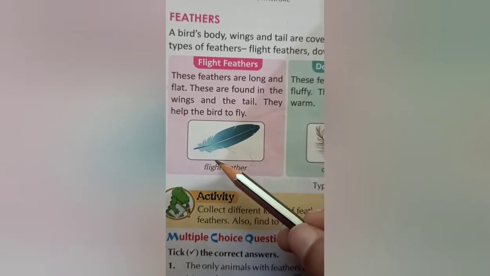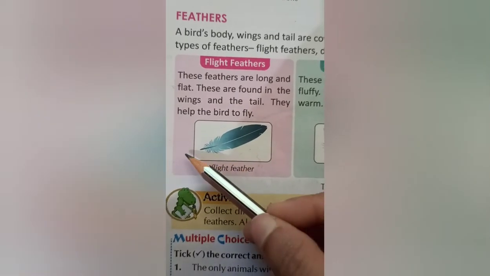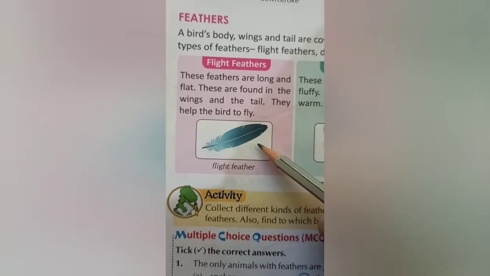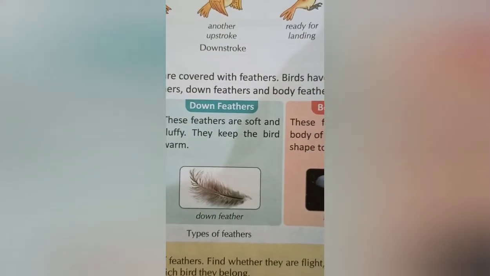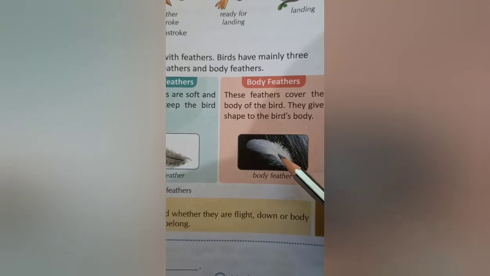Here you can have a look at the flight feathers. They are long and flat. The next are the down feathers. You can see the difference between the flight feathers and the down feathers. The down feathers, they are soft and fluffy. The next are the body feathers. So you can see that all the three types of feathers are very much different in their appearance. They are very much different, and the work done by these feathers is also very much different. So the body feathers, what do they do? They cover the body of the bird, and they give shape to the bird's body.